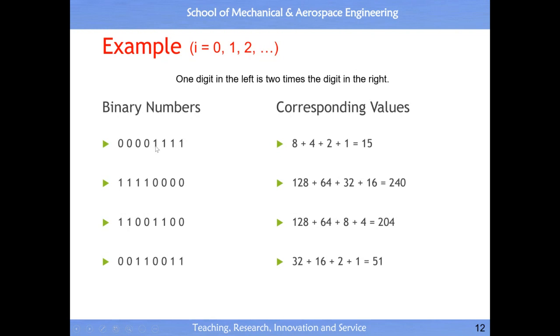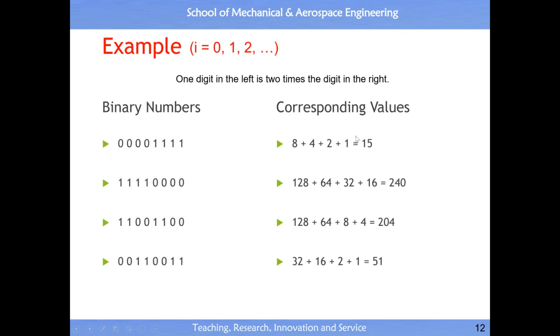Then for this digit, the value of the digit itself is 1. Then the value of the digit's position is equal to 2 raised to the power 3, which is equal to 8. Then 1 times 8 equals 8. Then you lump all this together and compute the sum of these 4 values. Then you get the final value, which is represented by this series of digits in the binary system.